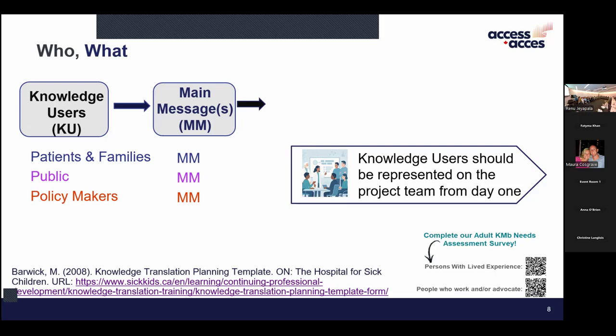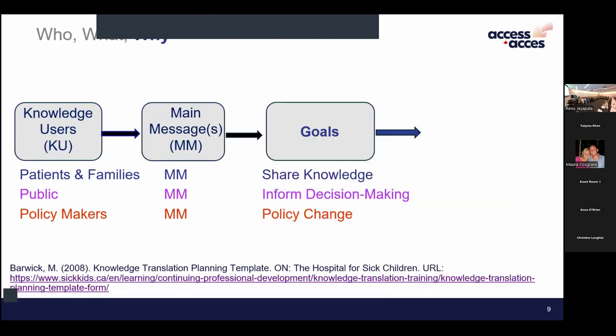Next are the main messages. These must be audience focused and concise and should always be understandable by the people that you're targeting. Next, we move over to goals. It's important to be explicit here. What are you trying to achieve? You might be trying to share knowledge, influence policy, inform decision-making, or maybe even supporting commercialization or technology transfer. Different goals require different dissemination strategies. There's no single answer that works for everything.